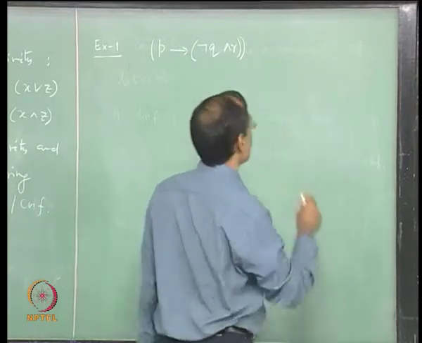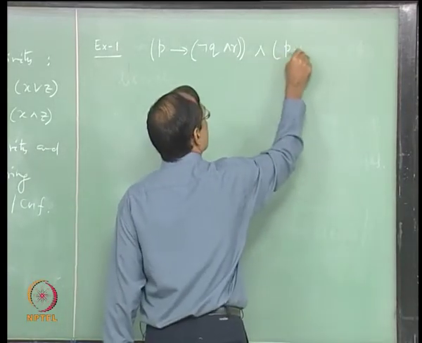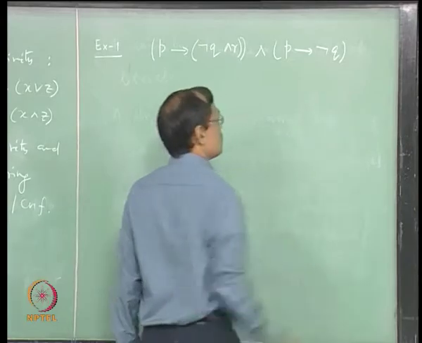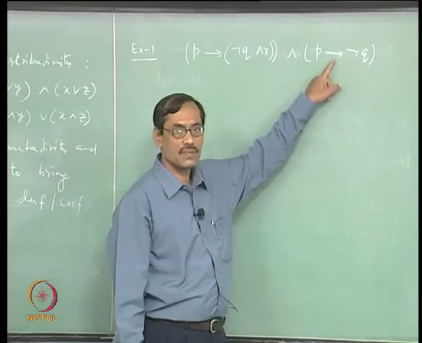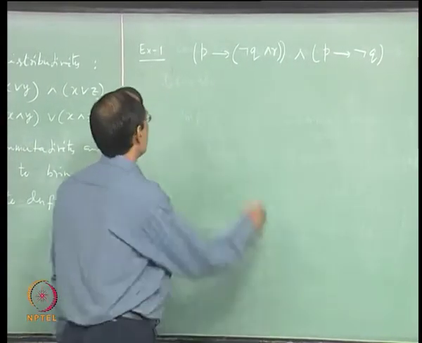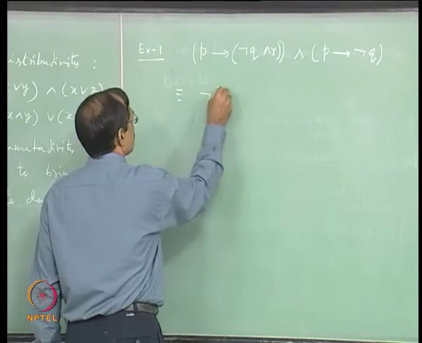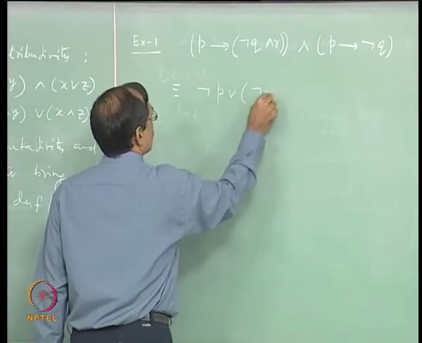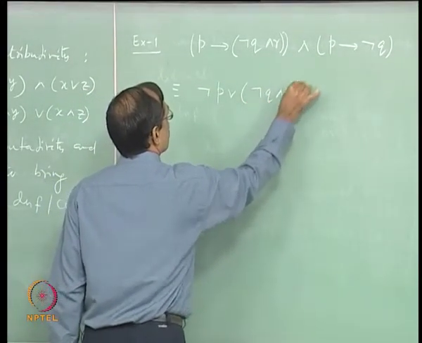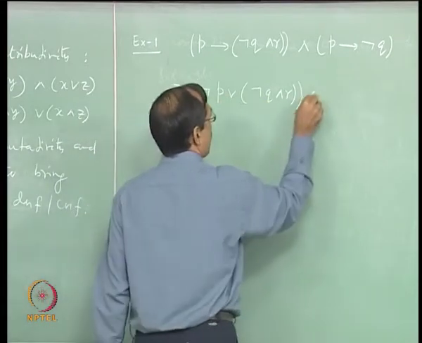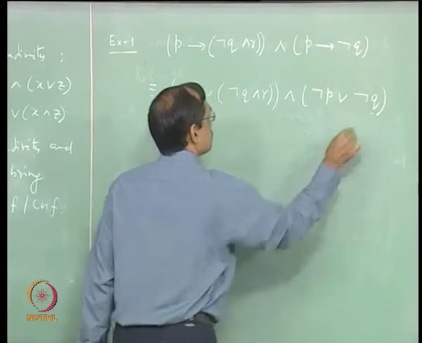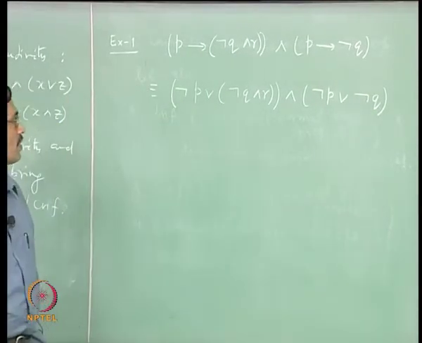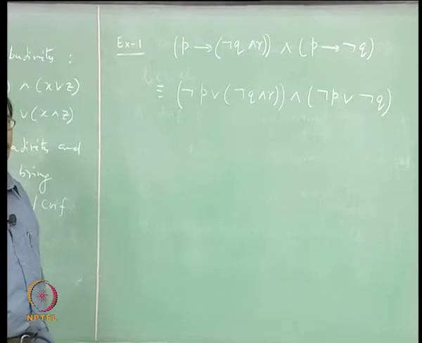And P implies not Q. So, it says first we have to eliminate these two occurrences of implies. So, this is equivalent to not of P or not Q and R, and not P or not Q. Okay.